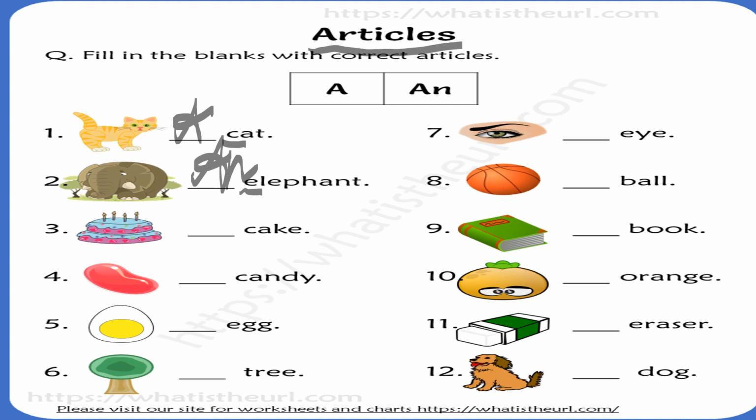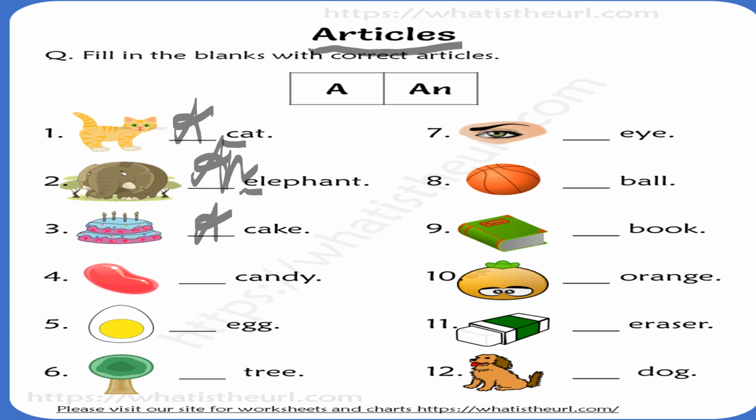Next is cake. So what kind of sound is coming? K. So what are we supposed to write here? A or an? A. Yes. Why A? Because C is a consonant. And with C, which sound is coming? K. C says K. K, K, cake. So a cake, because it is one in number.